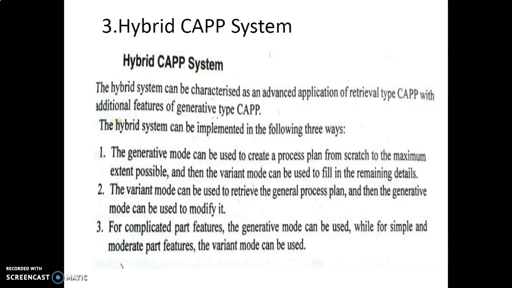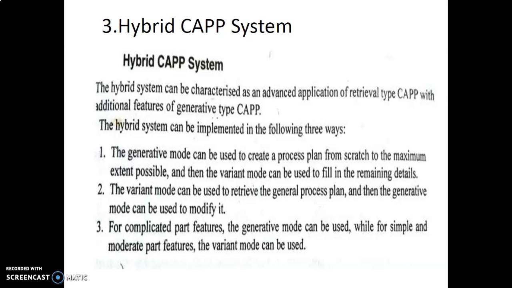Now the third one is the hybrid CAPP system. Actually hybrid is a combination of the two. The first one is a retrieval type CAPP with additional features of the generative type. So both CAPP systems are combined together, and it is actually used to generate the hybrid CAPP system.